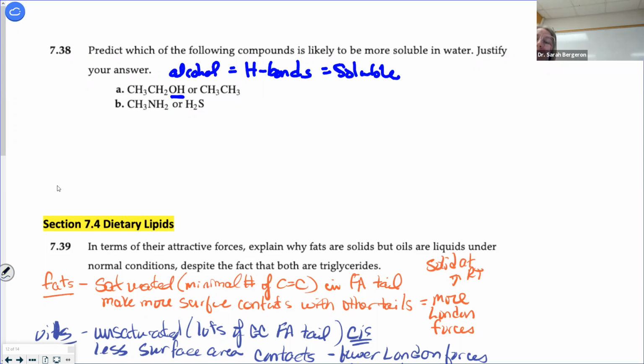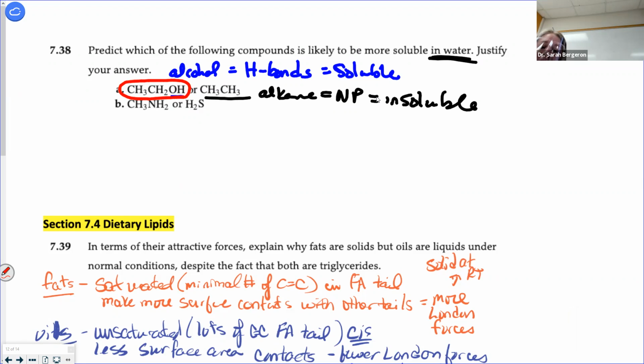How about CH3, CH2? Any functional groups? This is really an alkane. Tell me about alkanes. Are they polar? No, these are nonpolar substances. Are they soluble in water? No, they're not. So this is insoluble. So which compound is likely to be more soluble, first or second? First one. Okay.